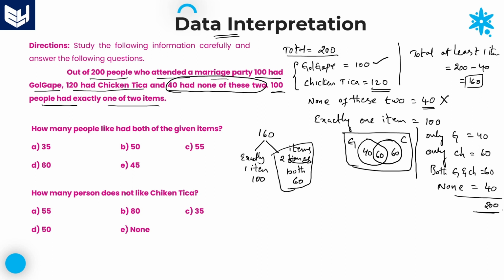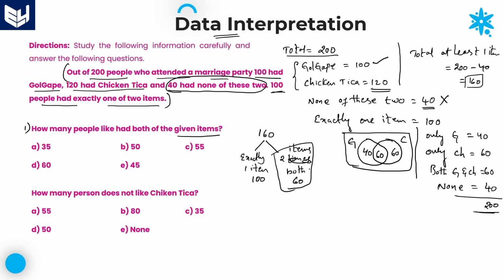That is the information from the given passage. From these 3 lines of passage, you need to do this much calculation. So even though the information is less, you need to be very cautious while solving it. Okay, this is the information. Now look at the first question. How many people had both the given items?